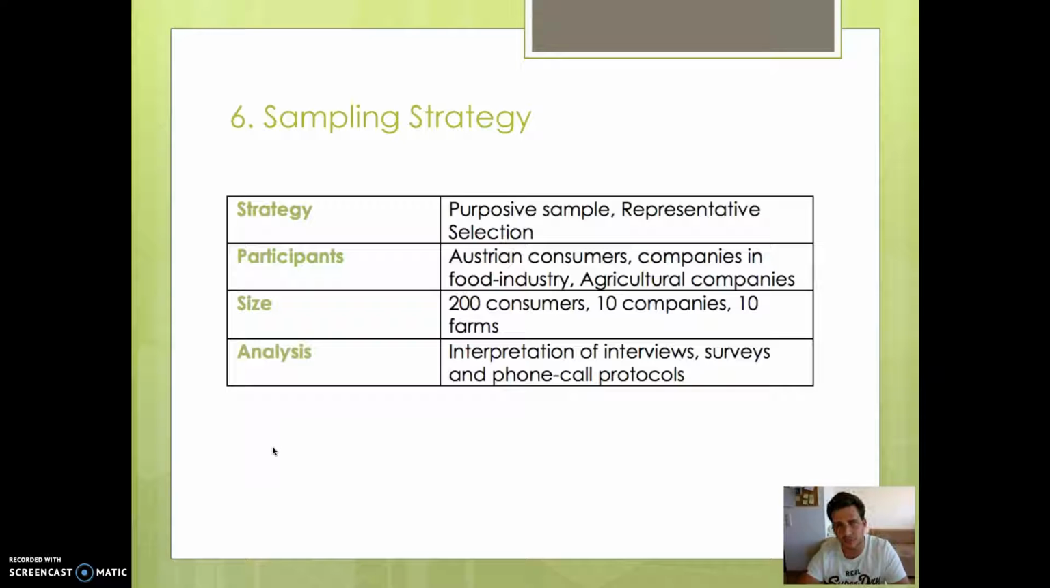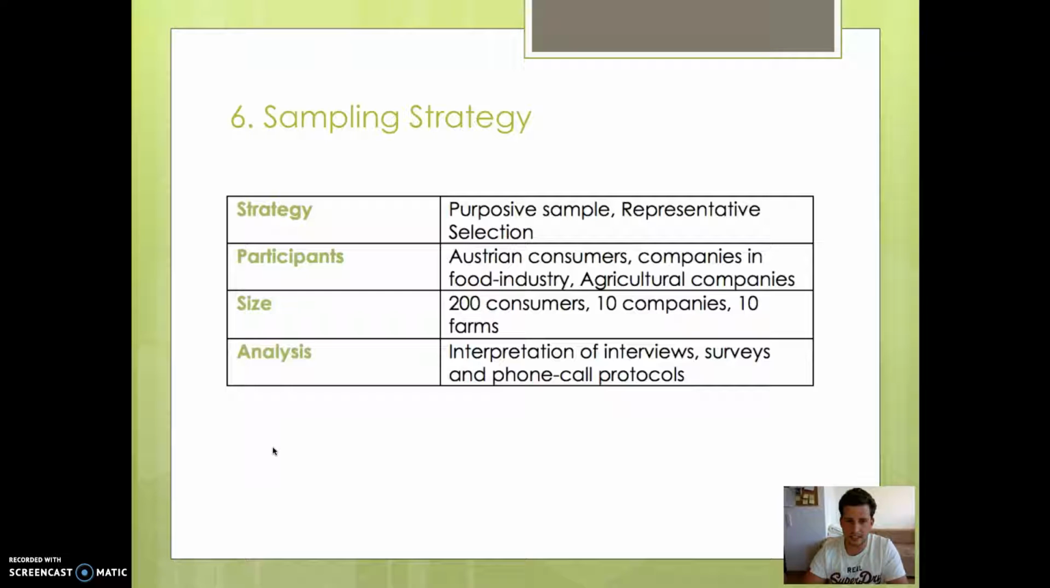The size of people that I'm going to talk to are around 200 consumers of the food retail, 10 companies in the food industry, like bakeries and convenience food productions, and also I want to talk to at least 10 farms of all the different fields: the ones who raise cattle, the ones who grow vegetables, the ones who grow animal food.